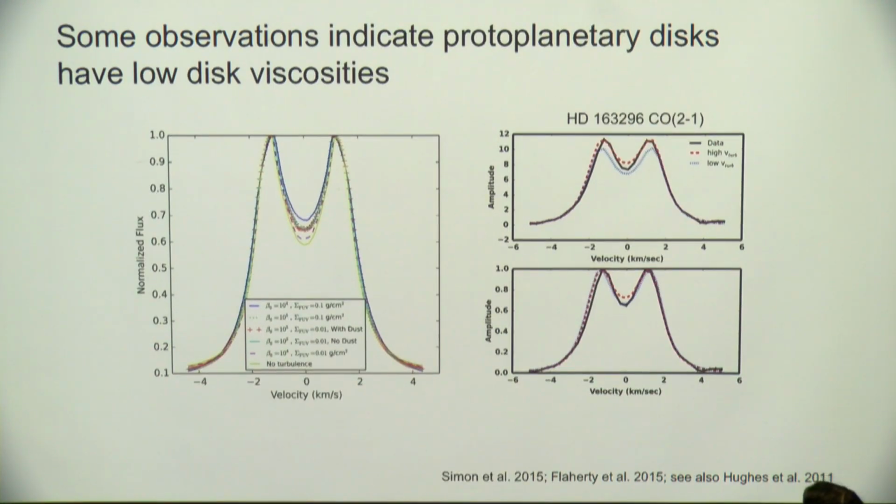This is work coming out of Meredith Hughes's group at Wesleyan. So the data are in black. The broken red line is the simulation with high alpha, high viscosity, turbulence, and then the broken blue line is the low alpha case. And you can see it better when they normalize to the peak of the line, because what you want to measure is the difference between the peak and the bottom here. You can see that the best fit is provided by the blue, which is low alpha. And I think for this object, they measure alpha at, I think it's 0.007, so relatively low.